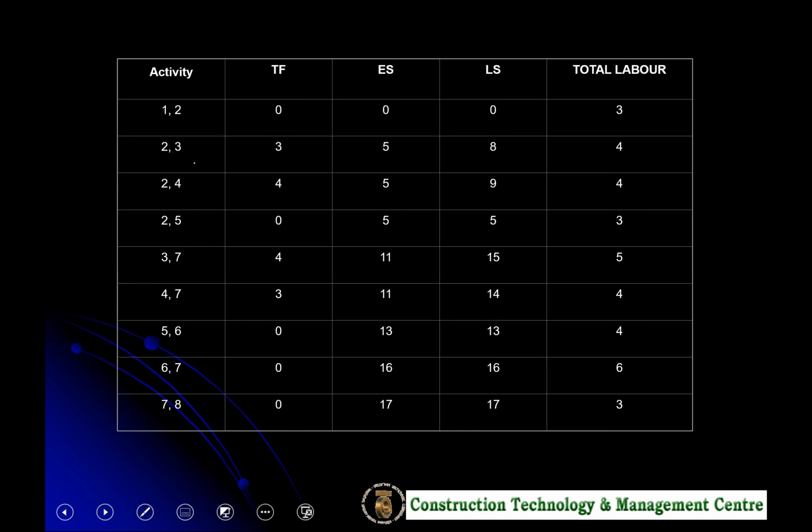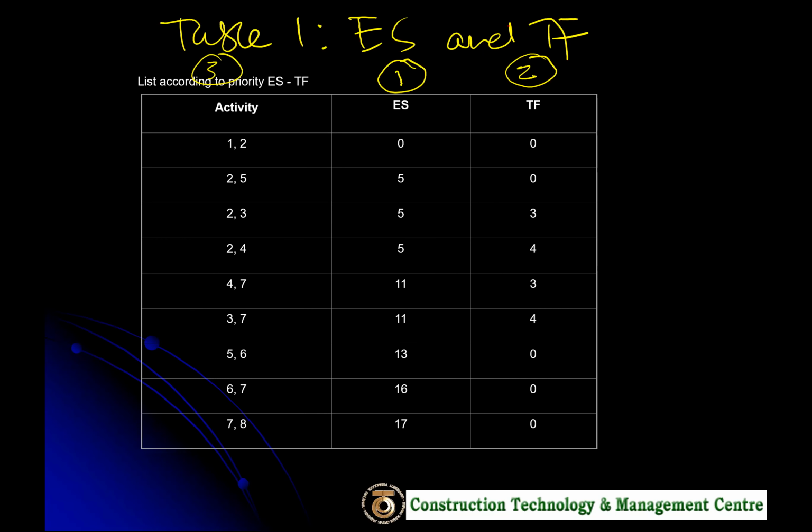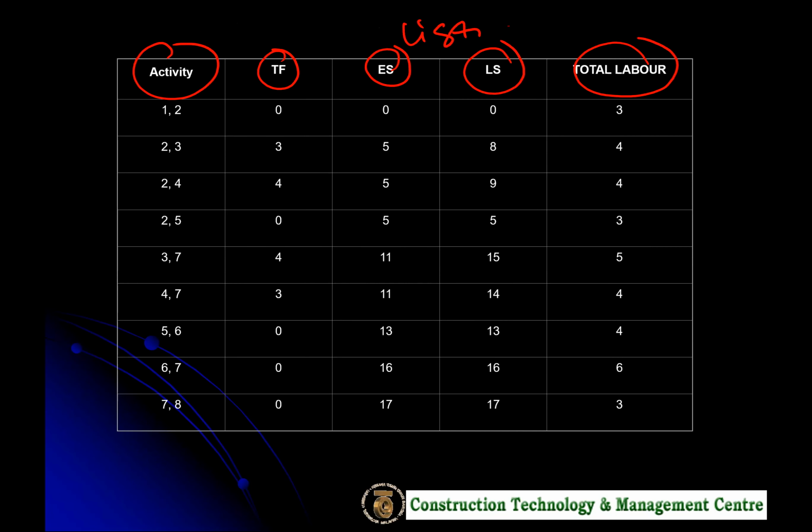Then what you can do is, you already have all the values, so you can plot them into a table. Okay, this table simply tells everything. Total float is there, early start and late start values, total laborers, and the activity. This is just the listing of everything. Okay, we do not sort yet. Okay, next.